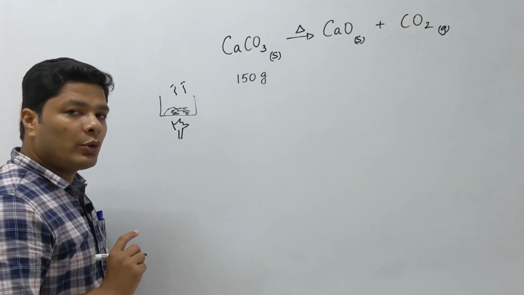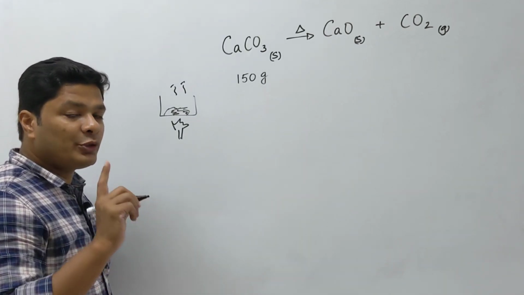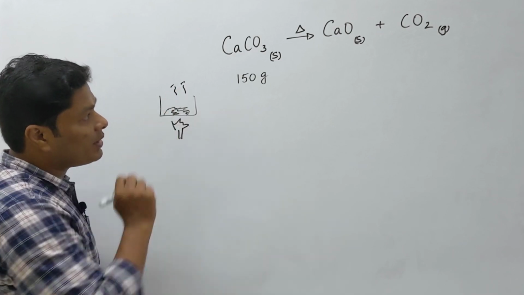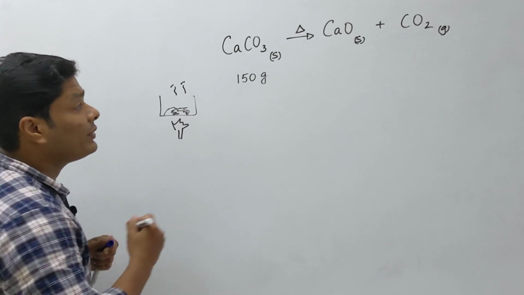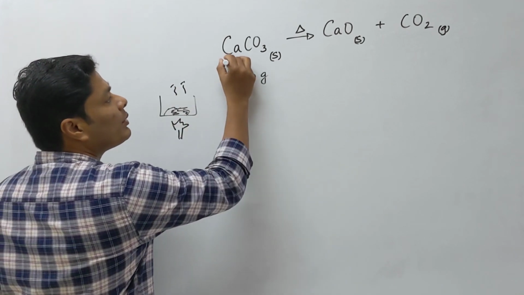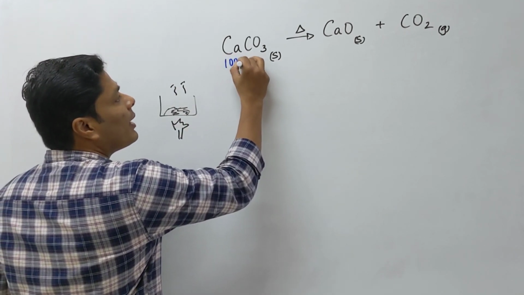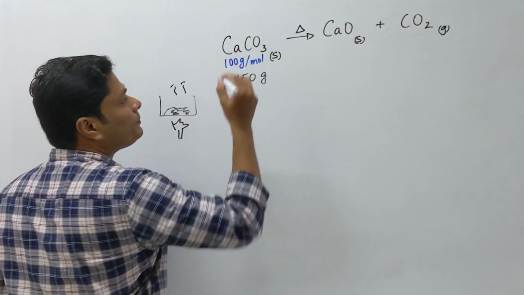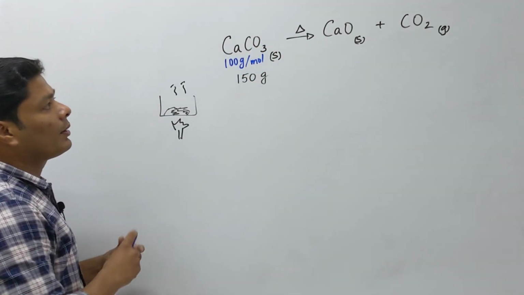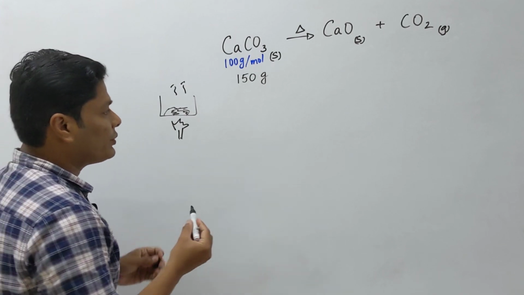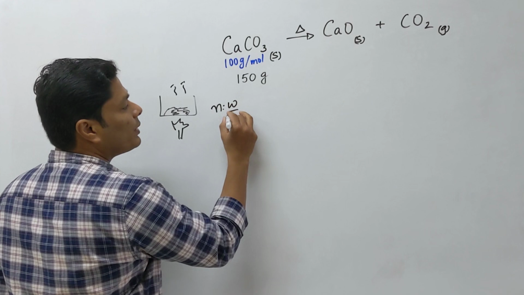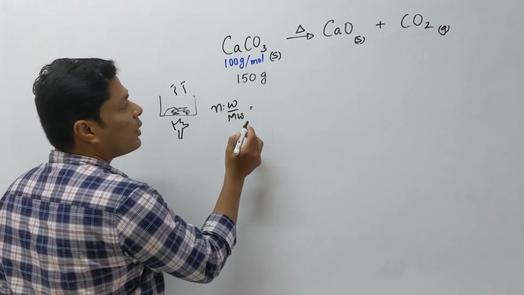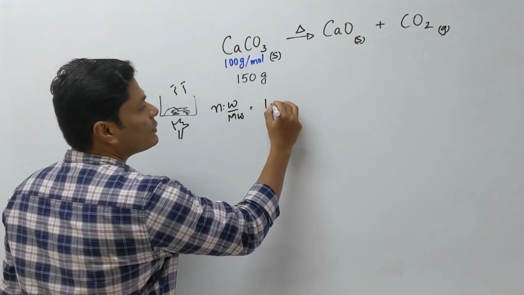Now another thing that you want to know is, certain molecular masses you shouldn't calculate, you should remember. One among them is calcium carbonate. I cannot stress it enough. It is a recurring example. You want to remember that it is 100 gram per mole. Right? You want to remember that. So now first thing we want to do is moles. Moles is mass over molar mass. So 150 by 100 is 1.5 moles.